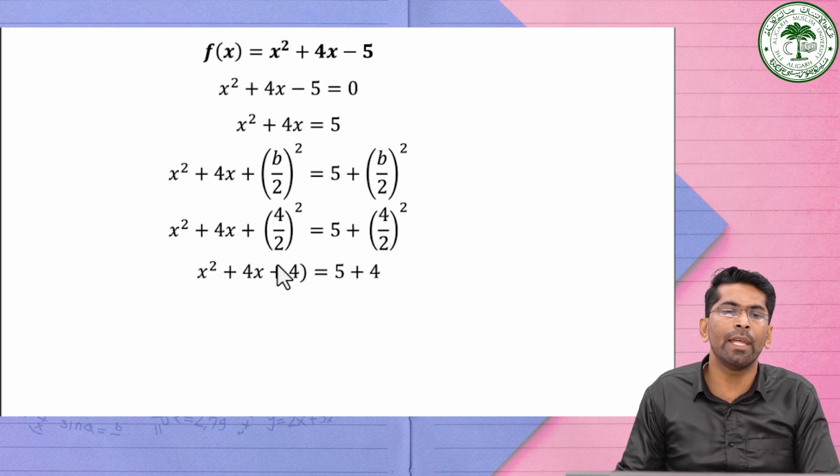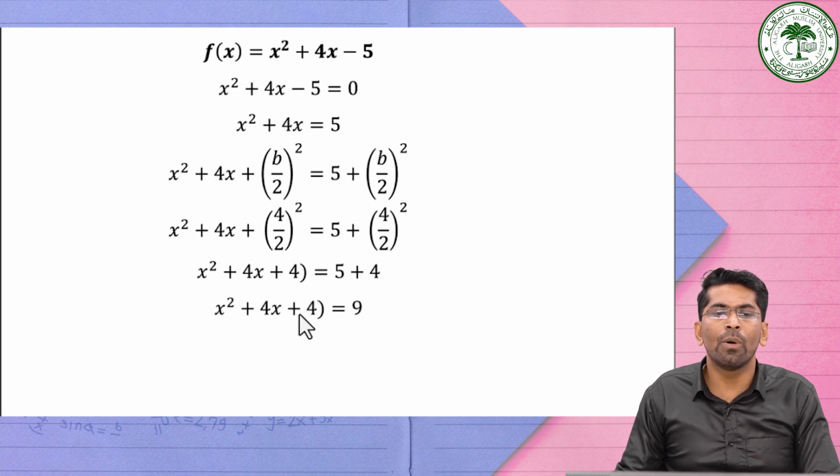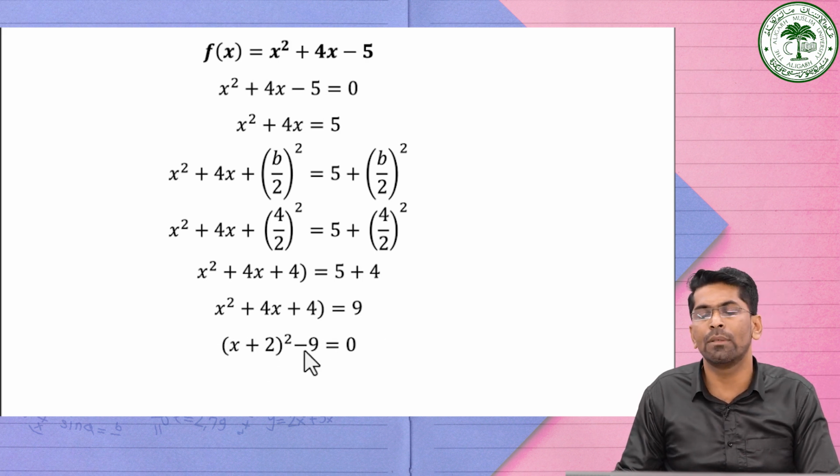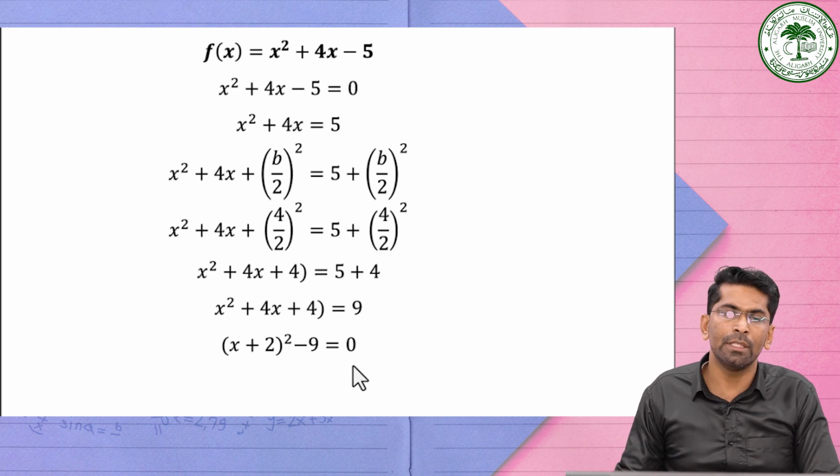If you simplify it, it will become x square plus 4x plus 4, which is equal to 5 plus 4, and this is the complete square term. So x square plus 4x plus 4 is equal to 5 plus 4, which is equal to 9. And this can be written as x plus 2 whole square; taking 9 to the left side of the equation, it will become minus 9, which is equal to 0.